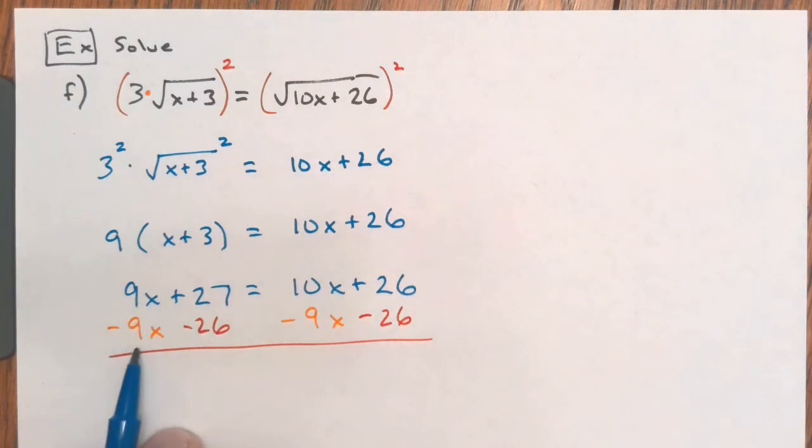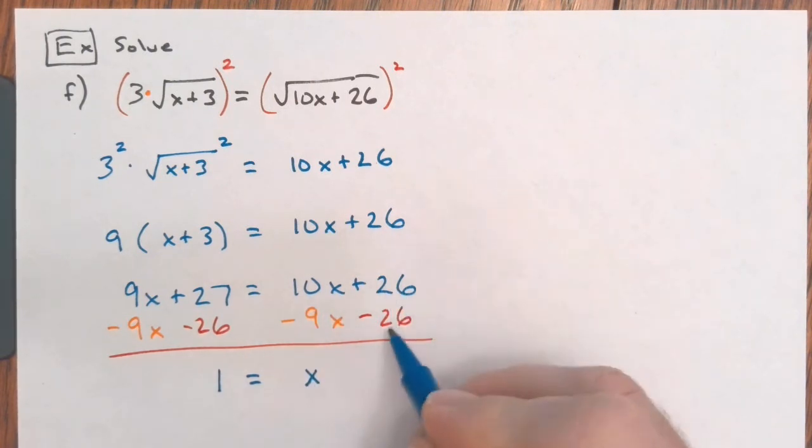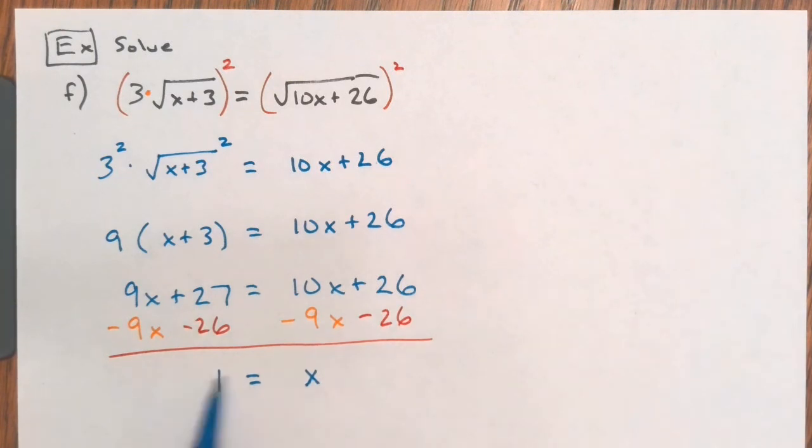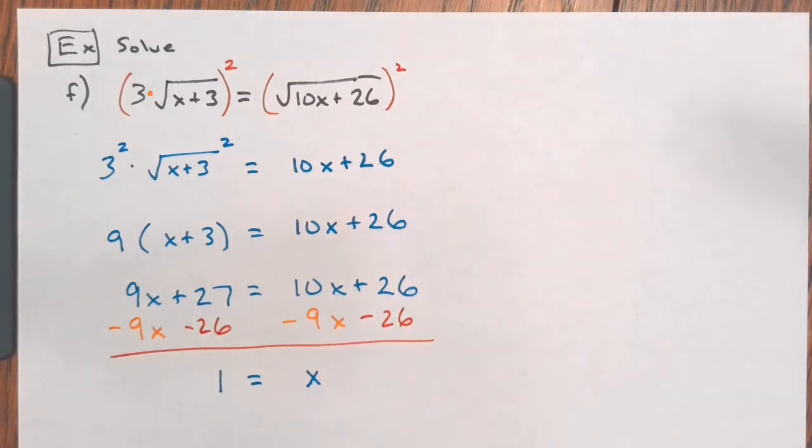Over here the 9x's would cancel. 27 minus 26 is 1. On the right side, 10x minus 9x is a 1x, or just x, and the 26's would cancel. So we end up with something that is solved pretty quickly when we do those 2 steps. x equals 1. When you are solving radical equations, you do want to go back, look at what you raised both sides to as far as your power goes.